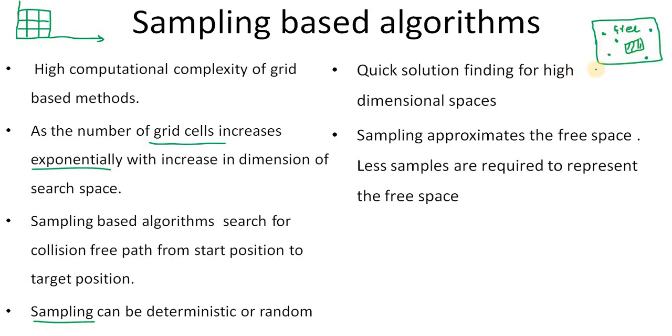But in the deterministic grid method, you have to use a lot of cells to represent your free space. And if you don't use a lot of cells, the resolution of the grid is not so high, then there is a chance that your algorithm will not be able to find a path. It will fail to find a path, or it will give you a not optimal path.